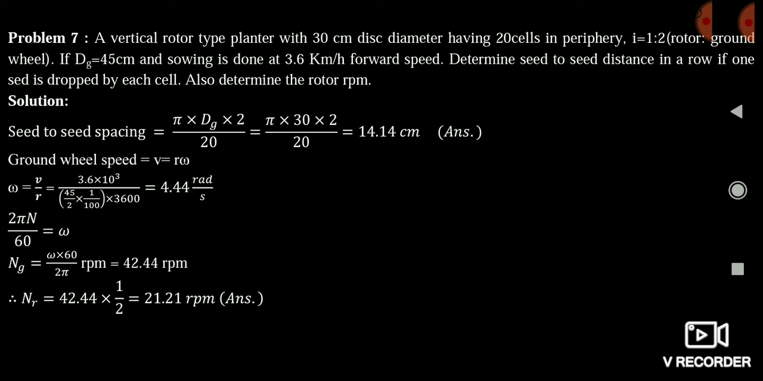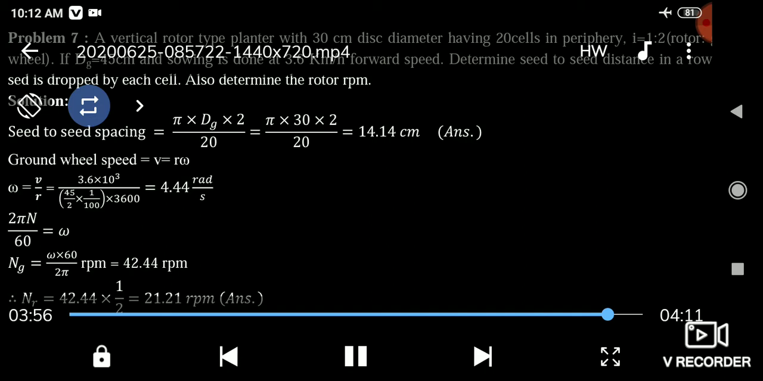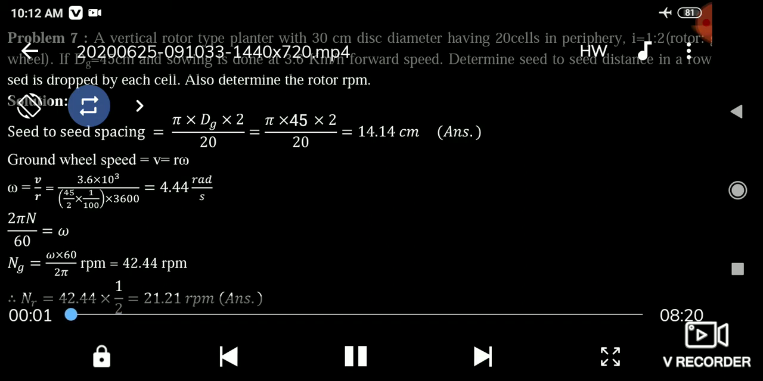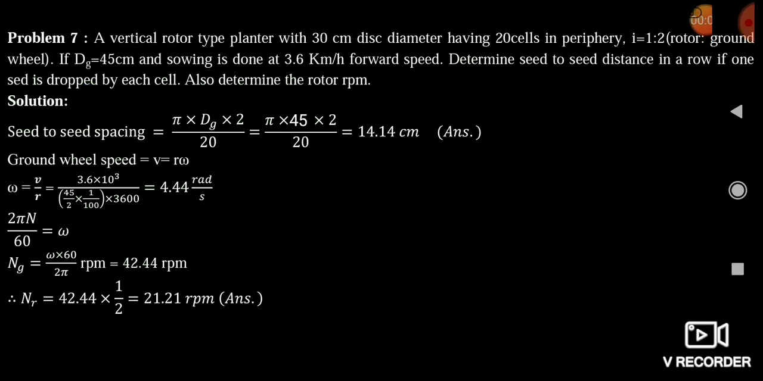Here it is saying that a vertical rotor type planter with 30 centimeter disc diameter and having 20 cells in the periphery, and I is the ratio of rotor wheel to the ground wheel, that is 1:2, and the diameter of ground wheel is 45 centimeter. And friends, you see this question. Once again I will tell you, for solving such type of question you don't need any formula or anything, you only need your visualization power, so you should focus on that only.